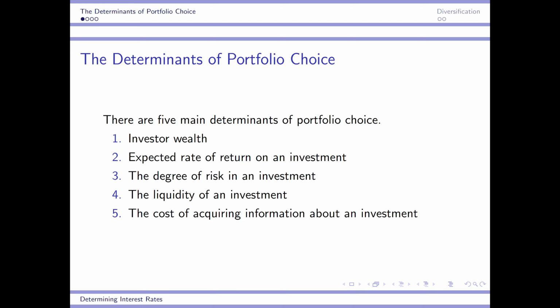So there are five main determinants of portfolio choice, and we're going to talk about all five in this video. First is investor wealth. Second is the expected rate of return from an investment. Third is the degree of risk in an investment. Fourth is the liquidity that an investment provides the investors. Fifth is the cost of acquiring information about making a potential investment.